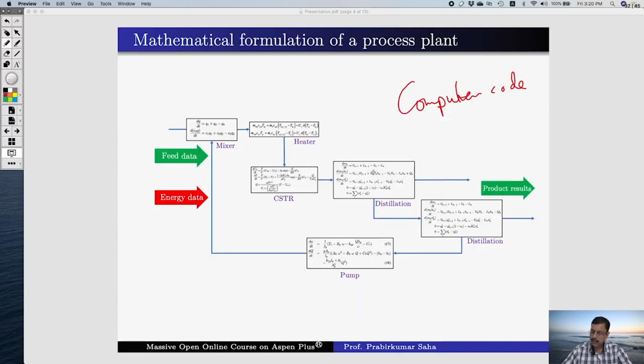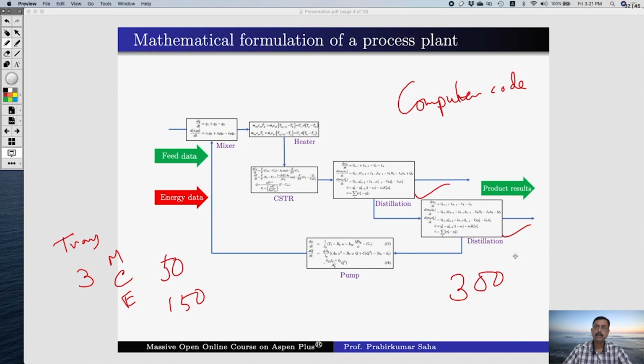For an example, a distillation column, each and every tray they have at least 3 ordinary differential equations. One is for mass balance, one is for component balance, and the third one is for enthalpy balance. And this balance occurs at each and every tray. Suppose a distillation column has 50 trays, then we have to solve 150 parallel ordinary differential equations. Now talk about 2 distillation columns, the number rises to 300. And add on the equations of pump, CSTR, heater, it will be a gigantic task.